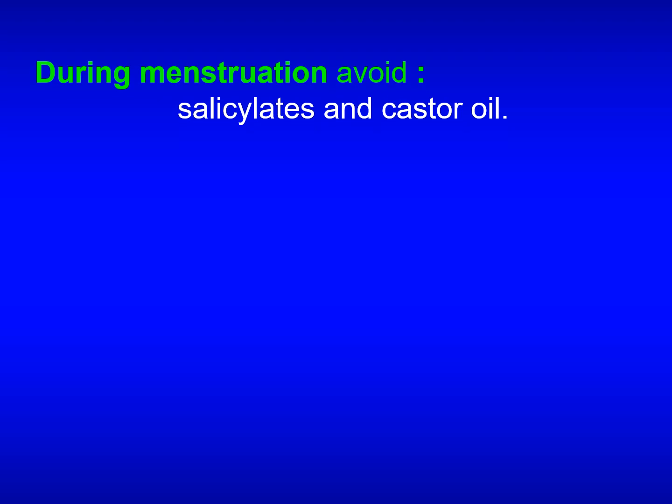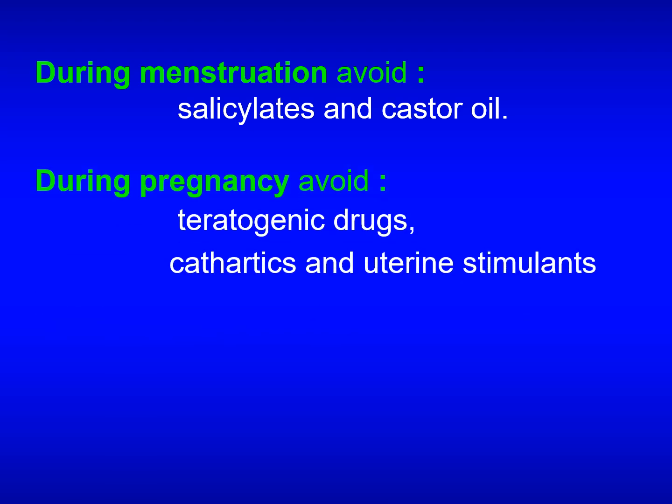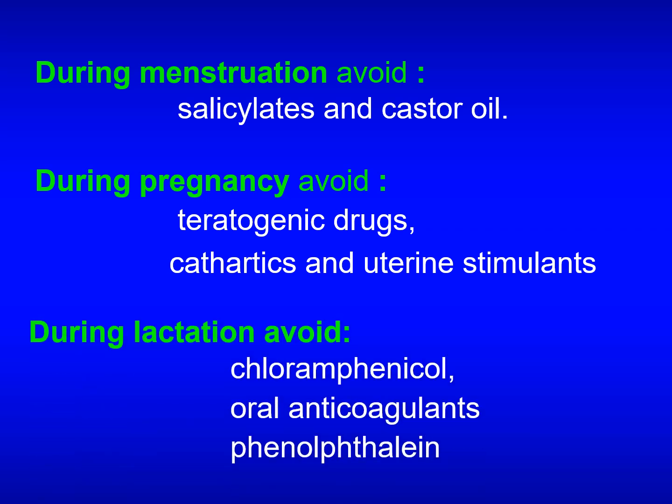During menstruation, some drugs should be avoided such as salicylates, castor oil. During pregnancy, avoid teratogenic drugs, which produce fetal malformation. Avoid purgatives or cathartics, and avoid forced uterine stimulants. During lactation, avoid chloramphenicol, phenolphthalein.